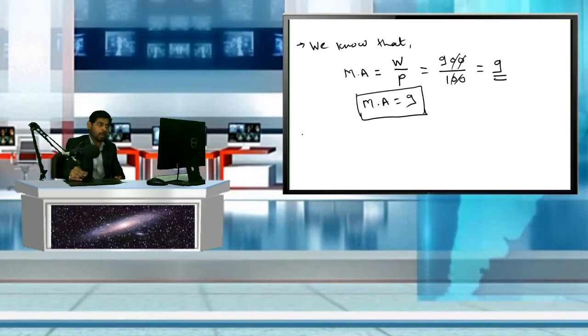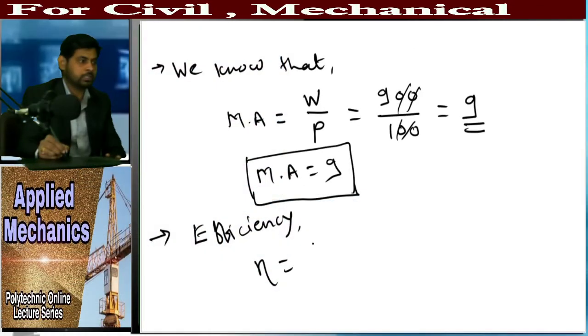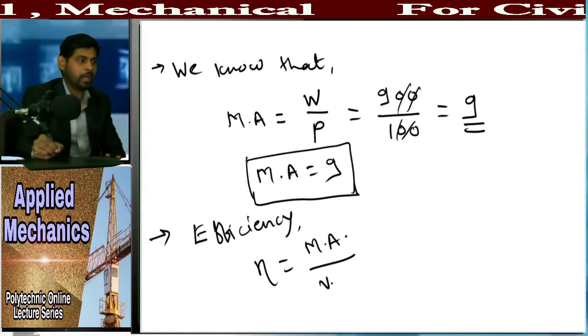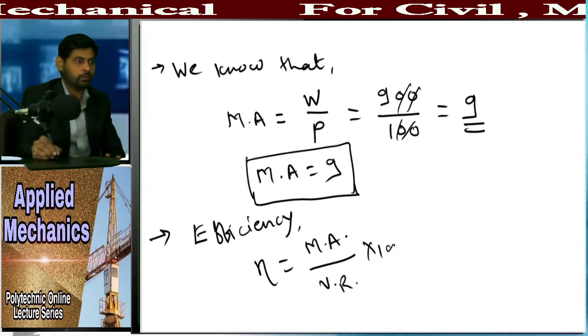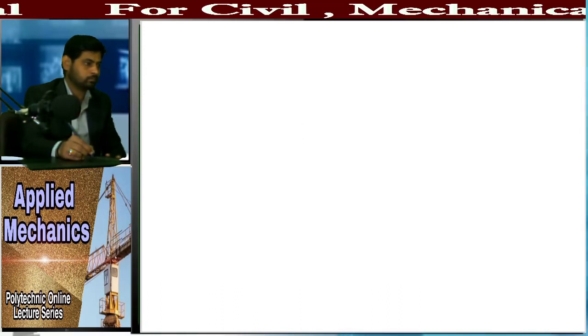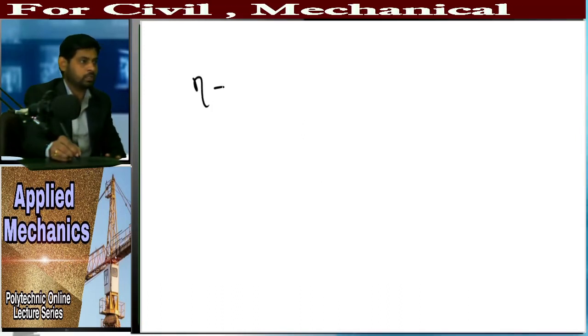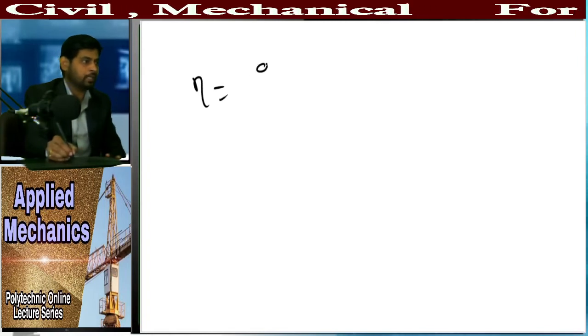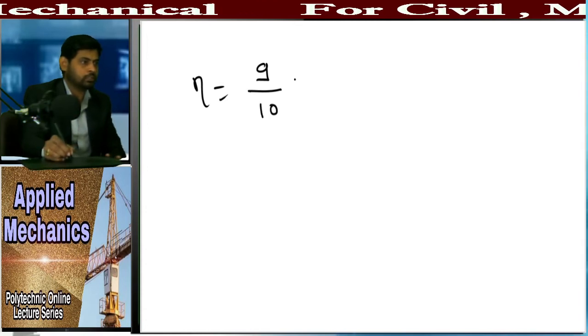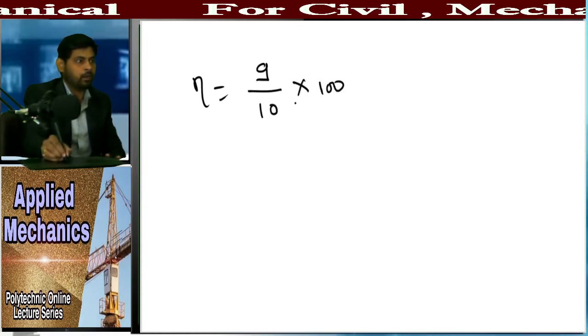Okay. Now we can find out the efficiency. So what is the efficiency? We know the formula for efficiency, that is efficiency is equal to mechanical advantage divided by velocity ratio into 100. So now we can put the values. Here efficiency is the value of mechanical advantage, 9, divided by value of velocity ratio, 10, multiplied by 100.